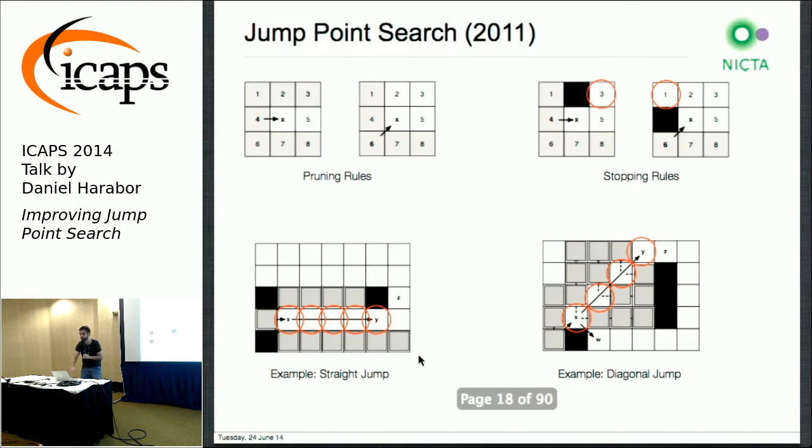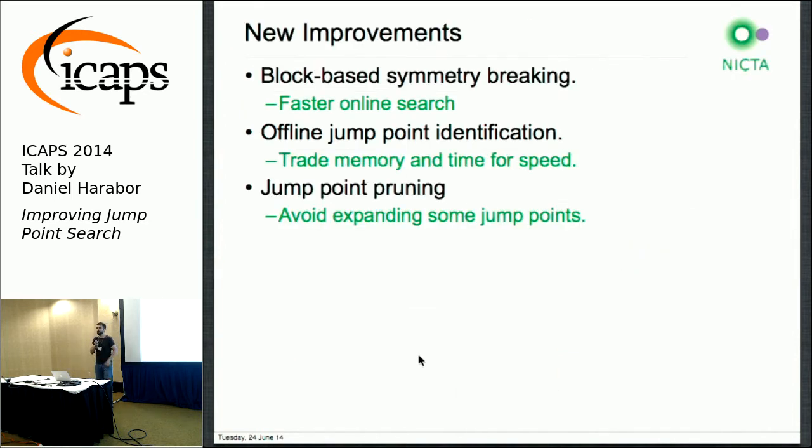And we do that again and again until we reach y, which has Z as a jump point successor if you go across horizontally. That's it. So that's jump point search in a nutshell.